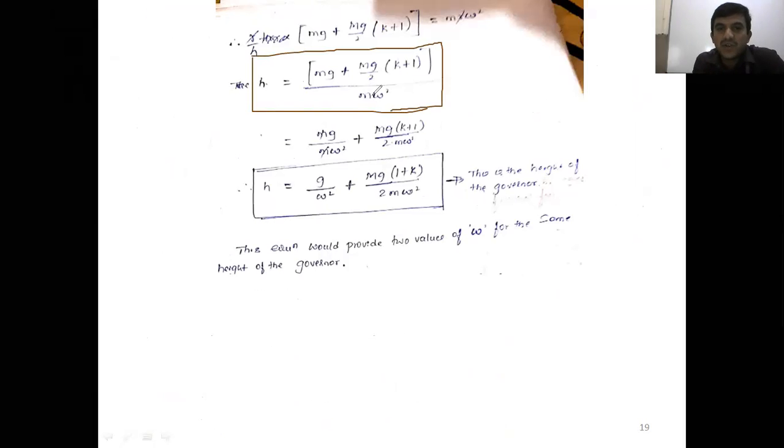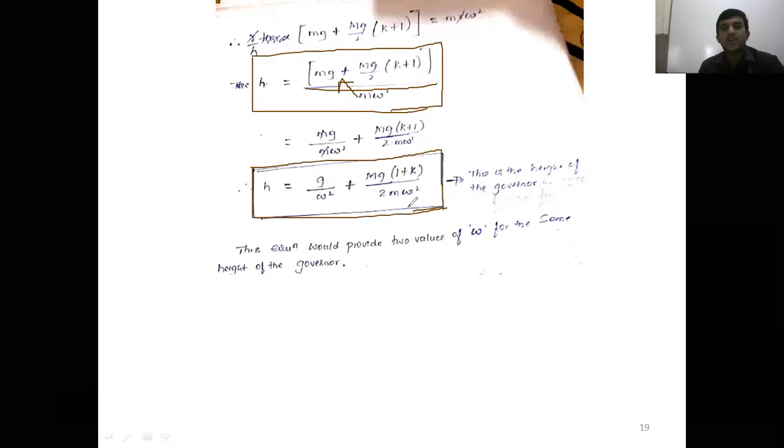The height of the governor is equal to mg plus mg by 2 into k plus 1, whole divided by m omega square. Now send this m omega square inside the bracket. Now you get mg by m omega square plus mg by 2 into k plus 1 divided by m omega square. Finally, m gets cancelled. What equation will you get here? h is equal to g divided by omega square plus mg by 2 into 1 plus k, whole divided by m omega square. Now this is the height of the governor.